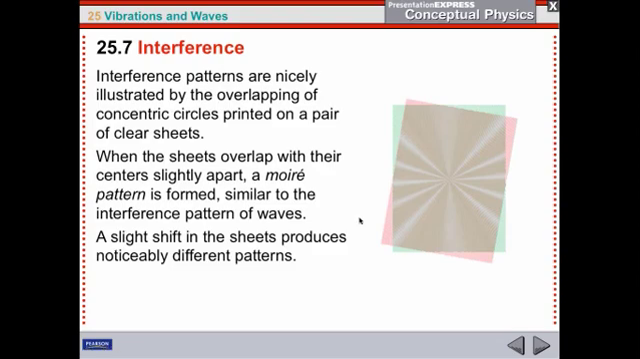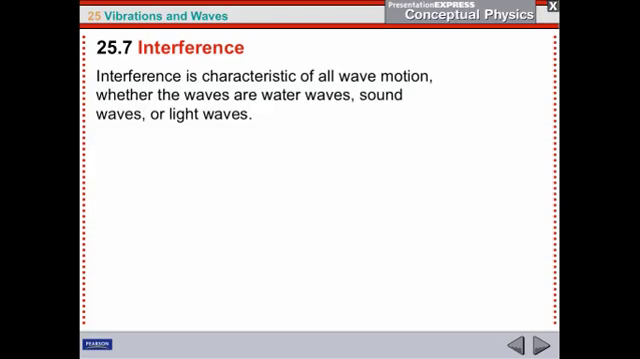Here's just another thing. You've seen those sheets of plastic that have curves or circles in them, and if you turn it, you get this pattern. I'm not exactly sure how you pronounce that, moiré pattern or something like that. That's another example of interference. And all waves show interference. Light waves, sound waves, everything.